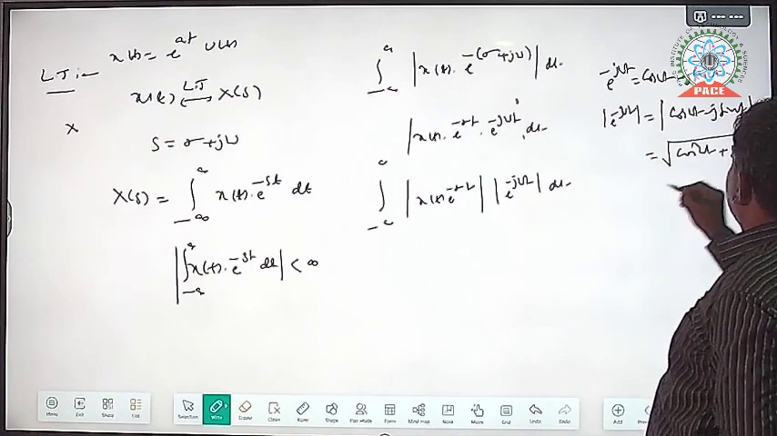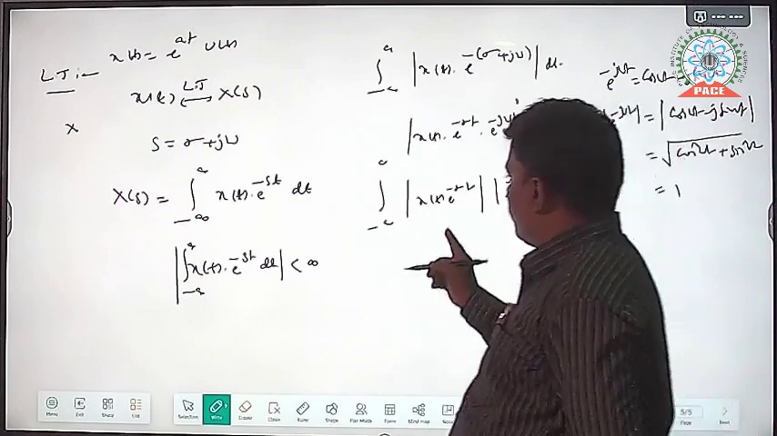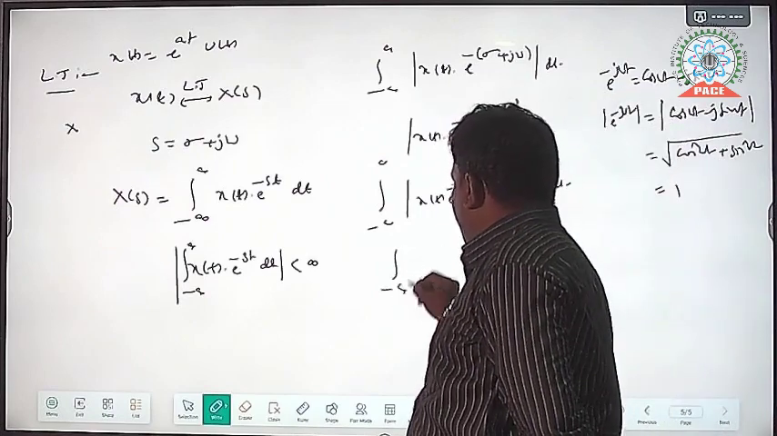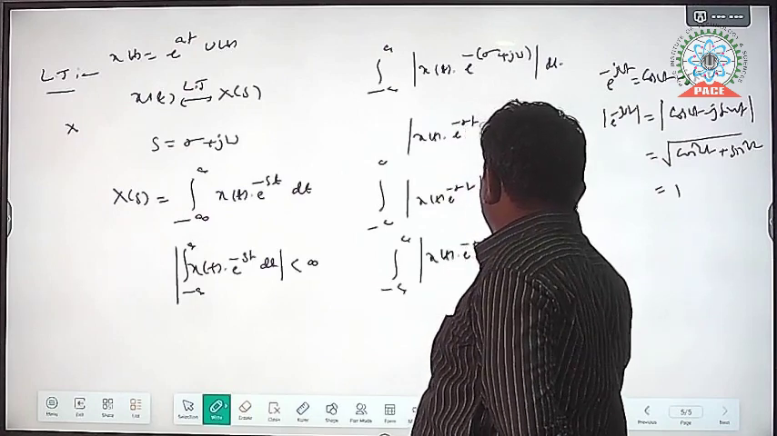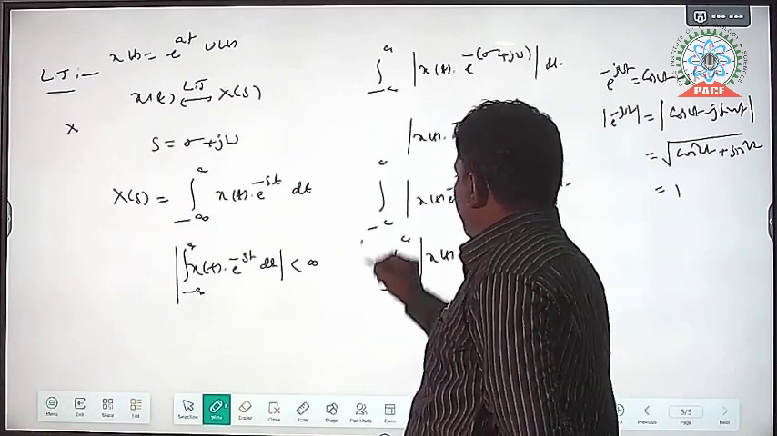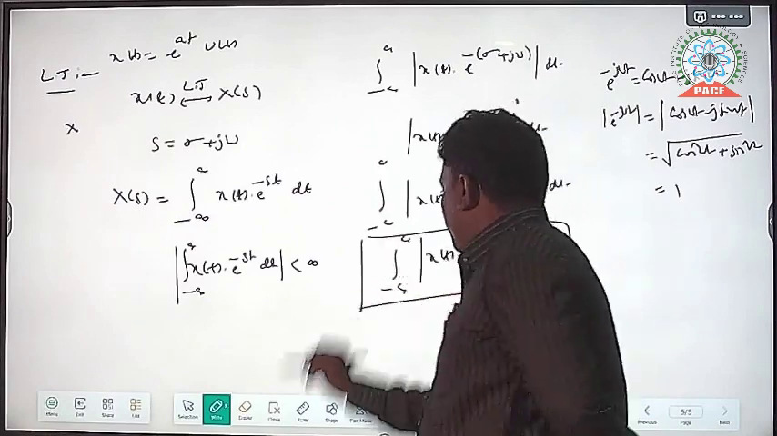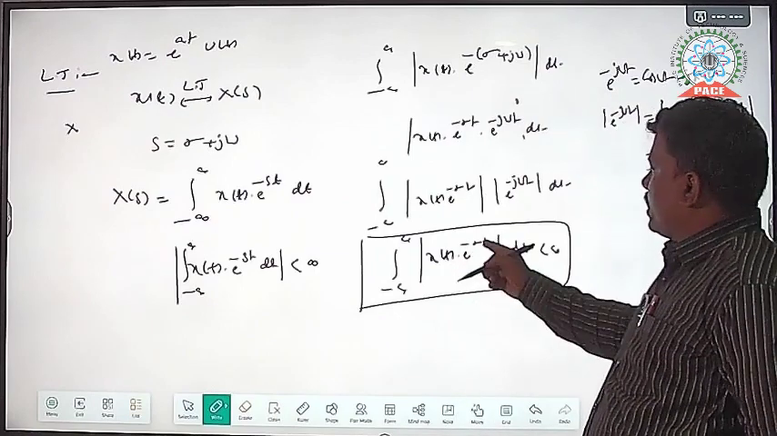So for any signal to have a Laplace transform, the integration from minus infinity to infinity of the modulus of x(t) times e^(-σt) dt must be finite. This condition must be satisfied. Whenever this condition is satisfied, the Laplace transform exists. So what is sigma here? Sigma is the damping factor.